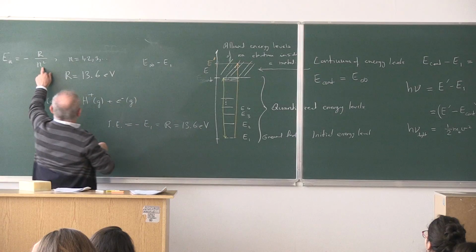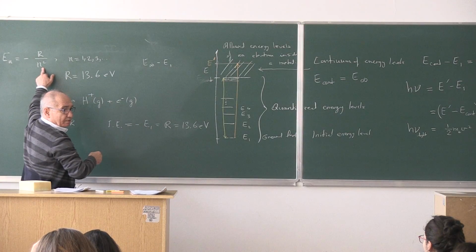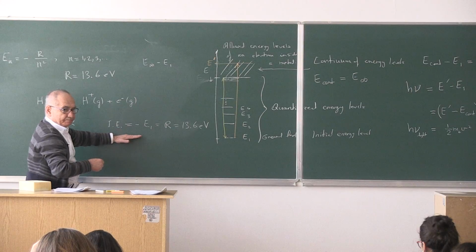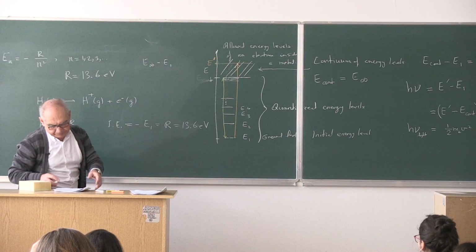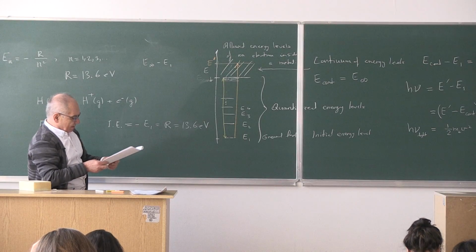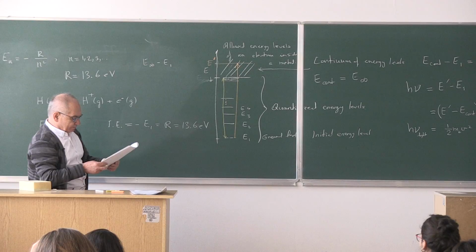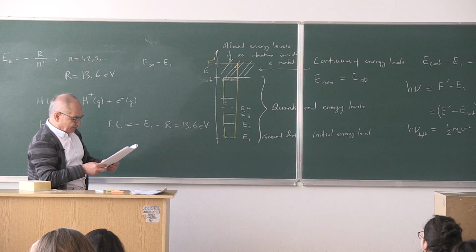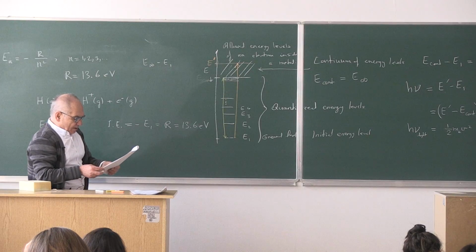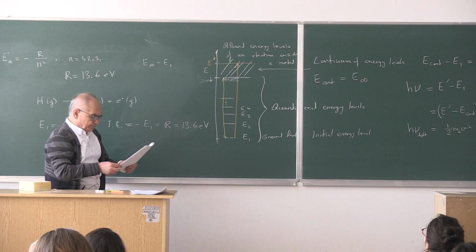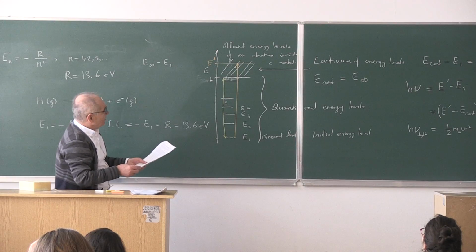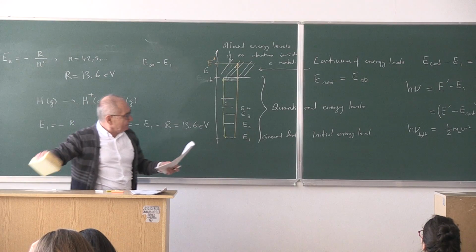If you put infinity here, you get zero. And minus E1, it is the same expression. So, ionization energy of hydrogen atom is 13.6 electron volts. Now, let us look at also the second part.